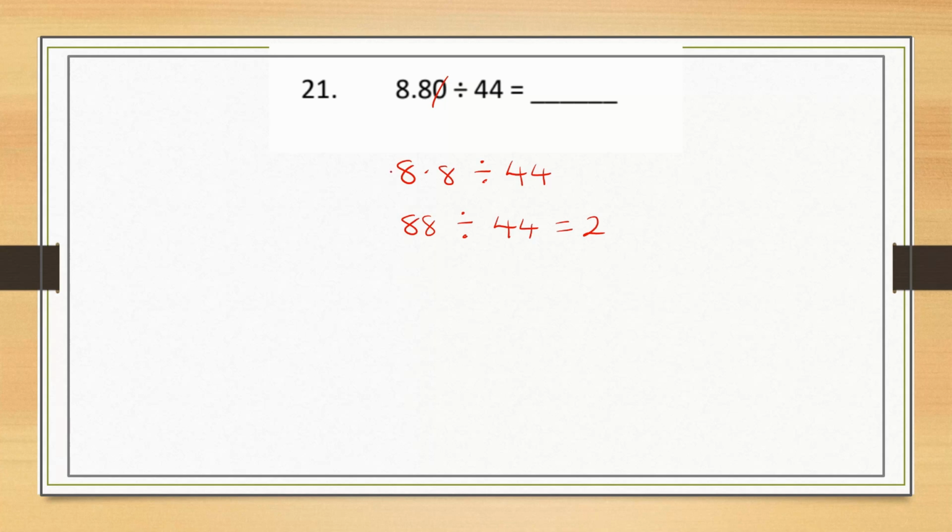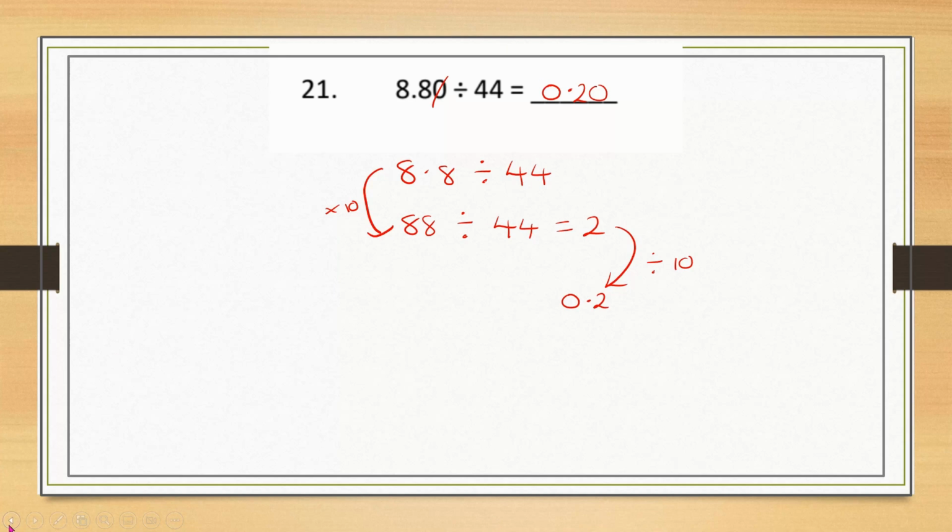So what's the relationship between 8.8 and 88? So what did I do to 8.8 to get to 88? I multiplied it by 10. So what do you think I've got to do to this answer now? Because it's 10 times too big, I've now got to divide it by 10. And 2 divided by 10 is 0.2. So that's how you do this question. 8.80 divided by 44 is 0.2. And you can put another 0 on the end. Doesn't change the meaning. 0.2 is 2 tenths. And when you pop a 0 on the end, it's still 2 tenths.